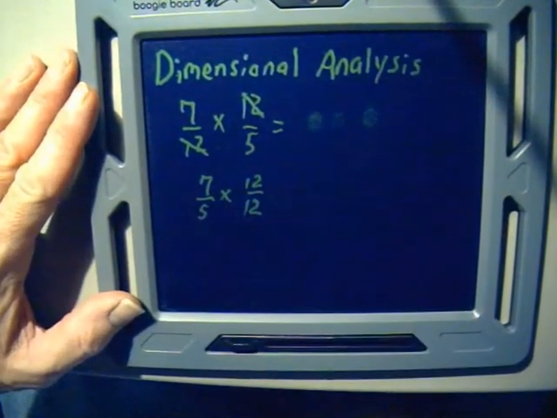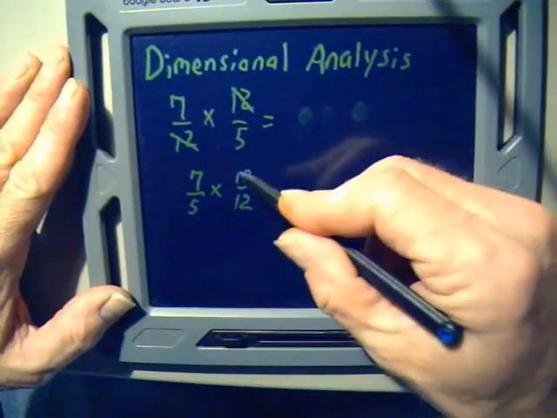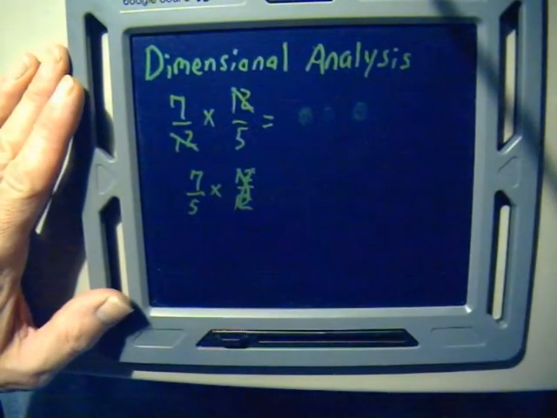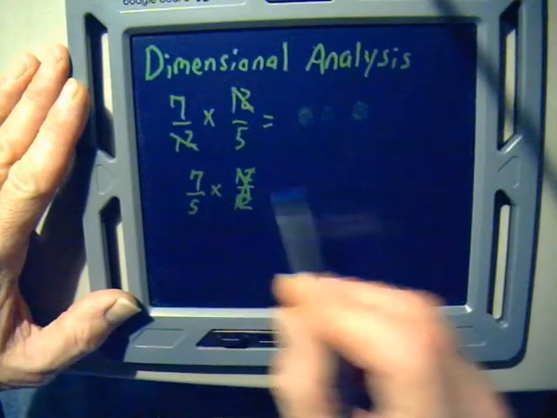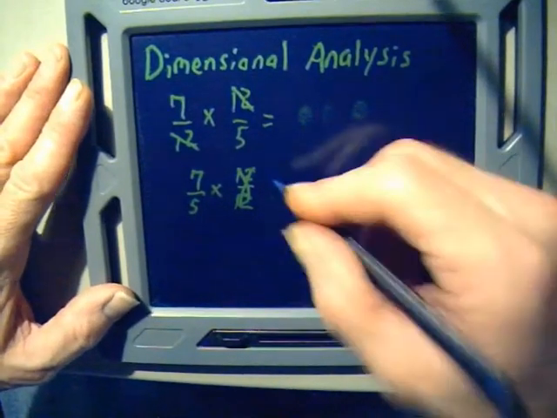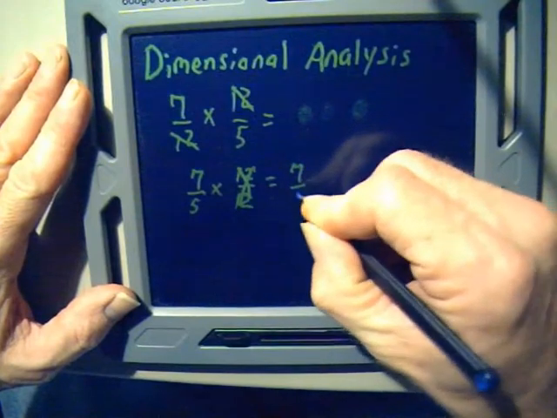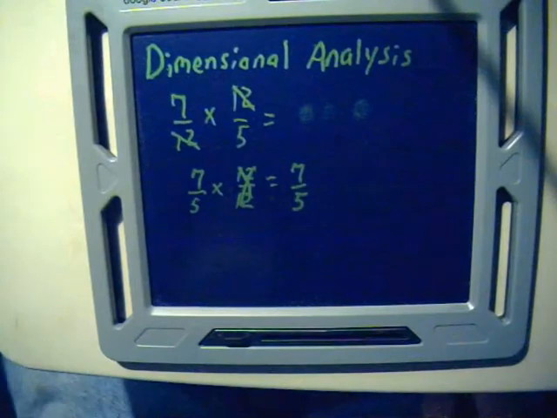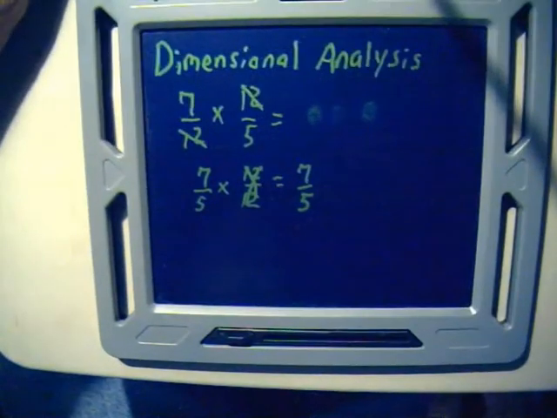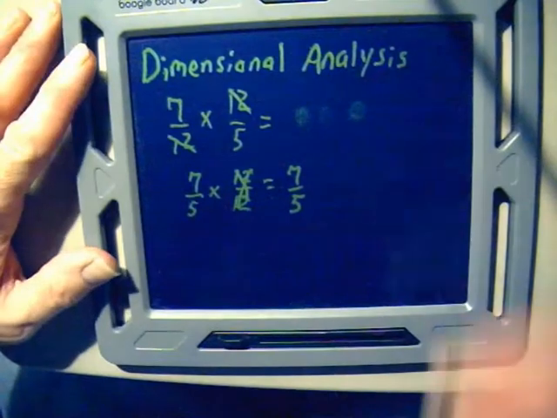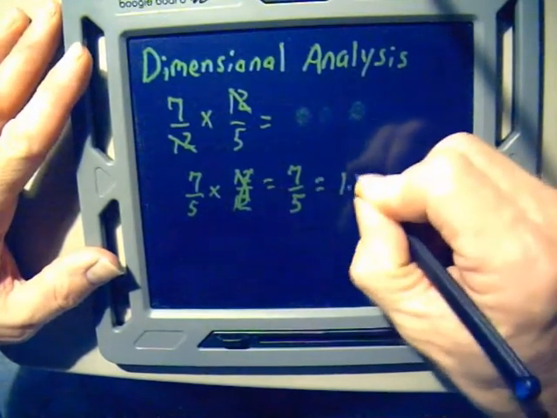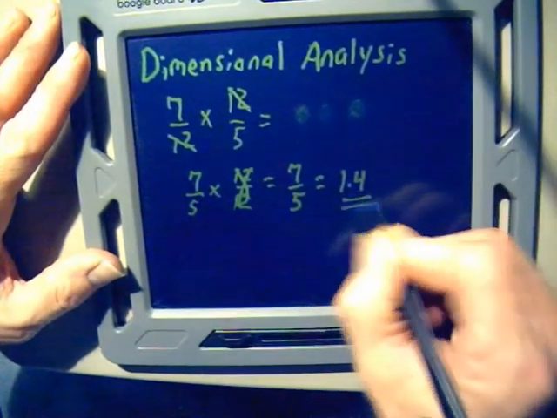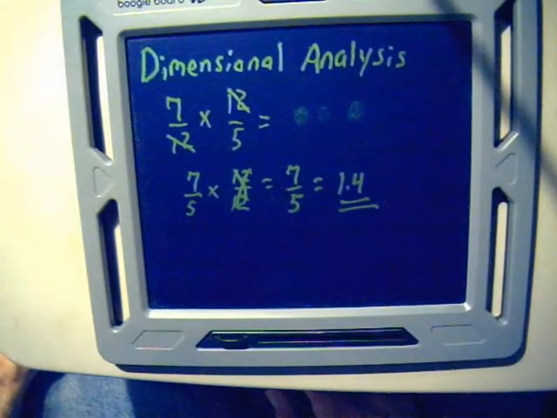Now, anything divided by itself is equal to 1. So this just cancels out, becomes 1, and then we have the property of 1. Anything times 1 is the same number, and our answer simply becomes 7 over 5. Now, if we wanted to convert that into a decimal equivalent, you simply take 7 divided by 5, and we would get 1.4. And typically we want our answers in the decimal form, so that way we can round for the proper number of significant digits.